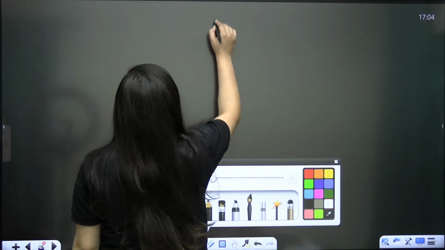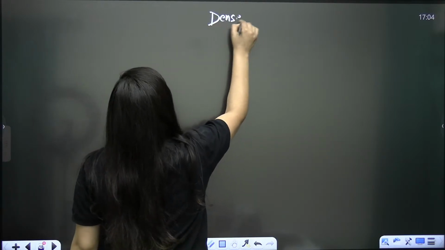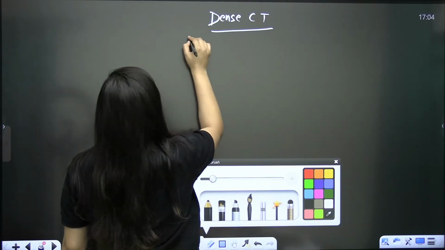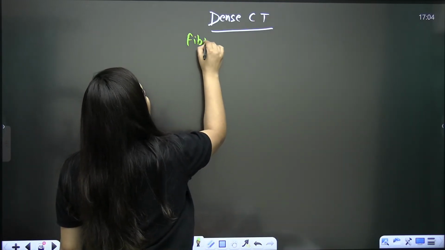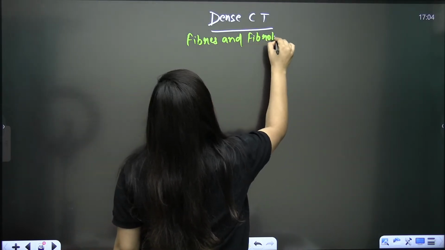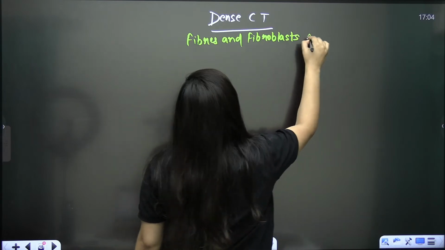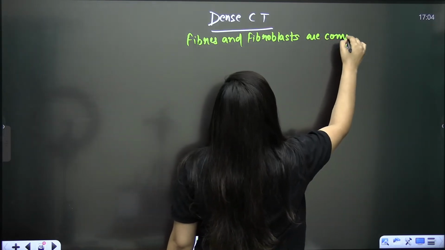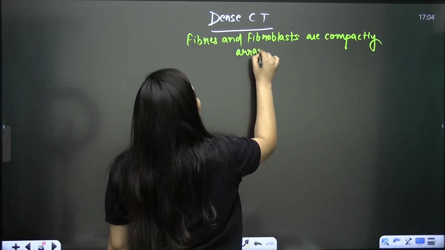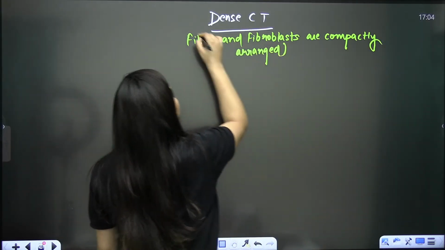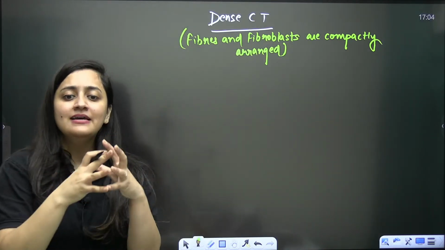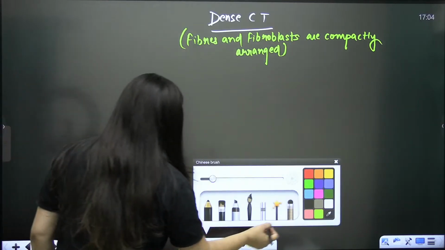So next is your dense connective tissue. Here fibers and fibroblasts are compactly arranged. They are tightly arranged. That is what you need to keep in your mind. There is no loose arrangement, there is a tight arrangement here in the dense connective tissue.